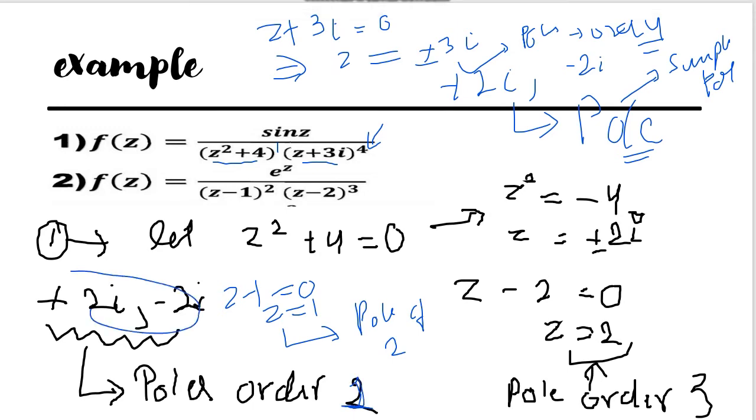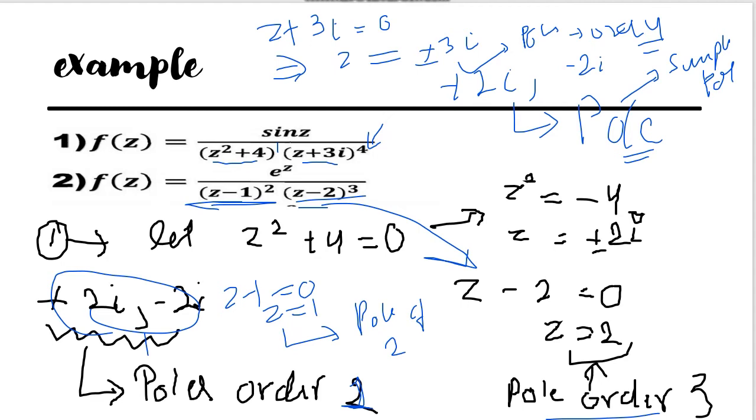Sorry, this is a written mistake. It should be order 1, that is 2 plus 2 iota. So what we are discussing is this. Substituting this equal to 0, there is a pole of order 2. Similarly, substituting this equal to 0, then z equal to 2 is a pole of order 3. So by poles we are getting 2-3 points.